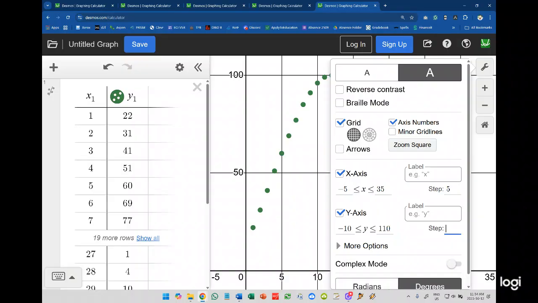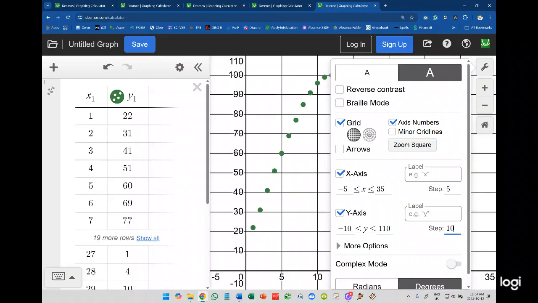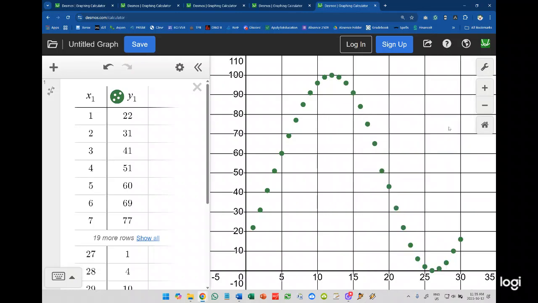And I'll go up by tens. And when I'm done, I should get a graph that looks fairly reasonable. So there's my graph. For some reasons that are kind of complex that I don't really want to get into, you'll notice that the peak on this one, the maximum, is wider than the minimum.